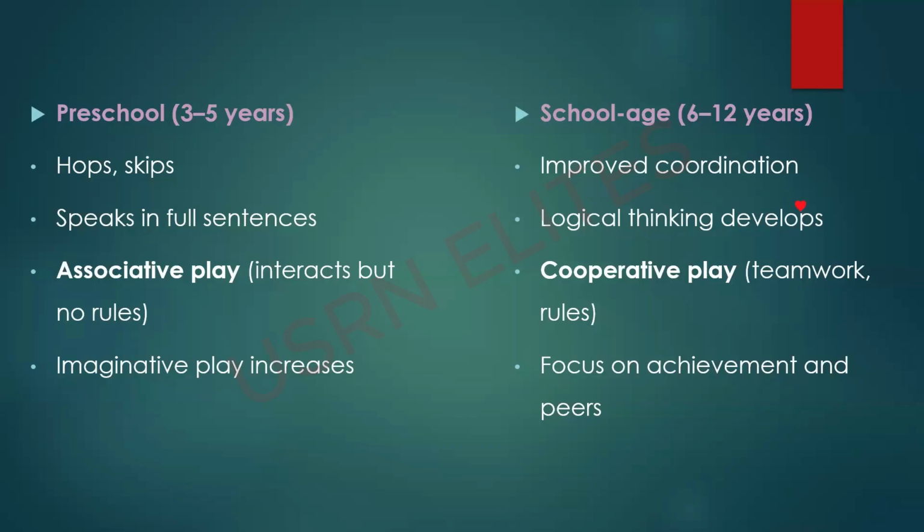Okay, so let us move on to the right hand side of the screen. School age is between 6 to 12 years, right? So by this age, they should be able to have what? Improved coordination. Okay, improved coordination.